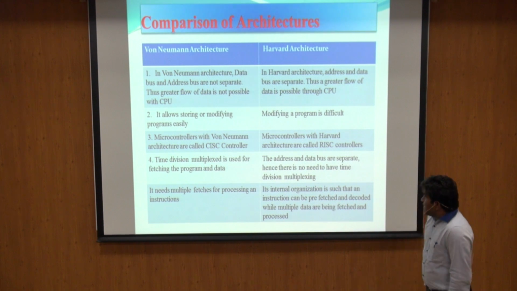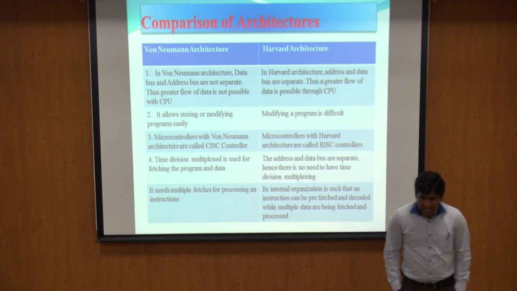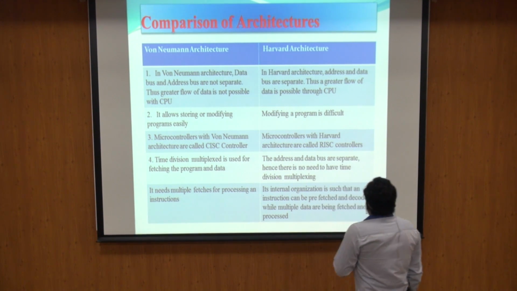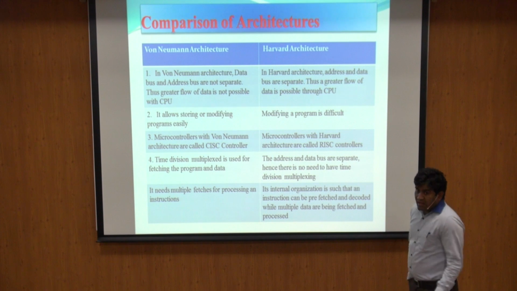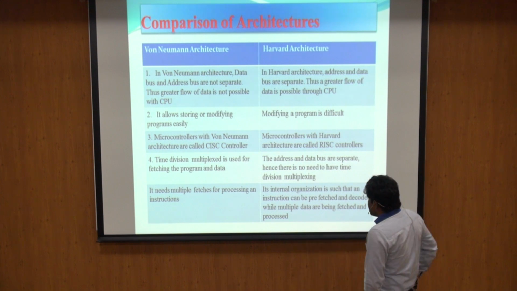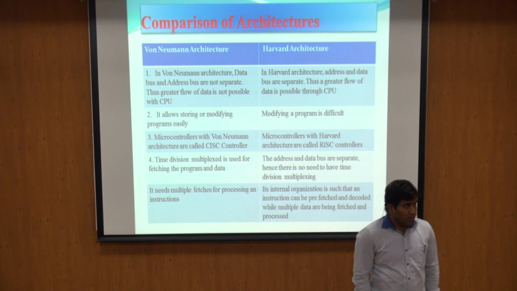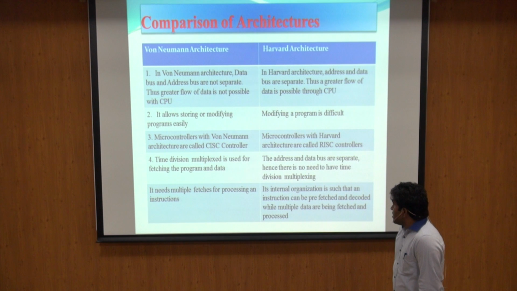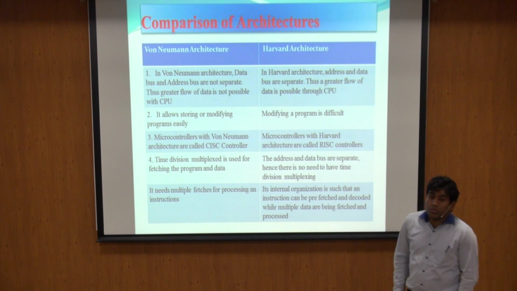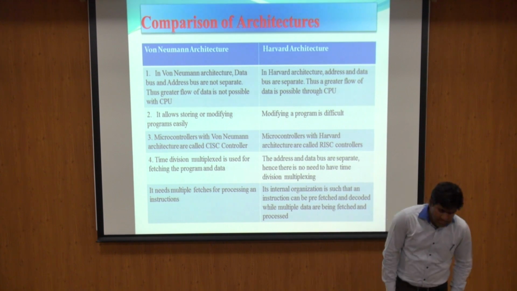The next difference here is that it allows storing or modifying programs easily. This is the advantage of the von Neumann type. Okay? It allows storing and modifying of a program easily. But in the Harvard type, modifying a program is a bit difficult. The third difference here is that microcontrollers with von Neumann architecture are called CISC controllers. We'll discuss what CISC is again. As I told, microcontrollers with the von Neumann are called CISC type, and microcontrollers with the Harvard are called RISC type. We will discuss what CISC and what RISC are.